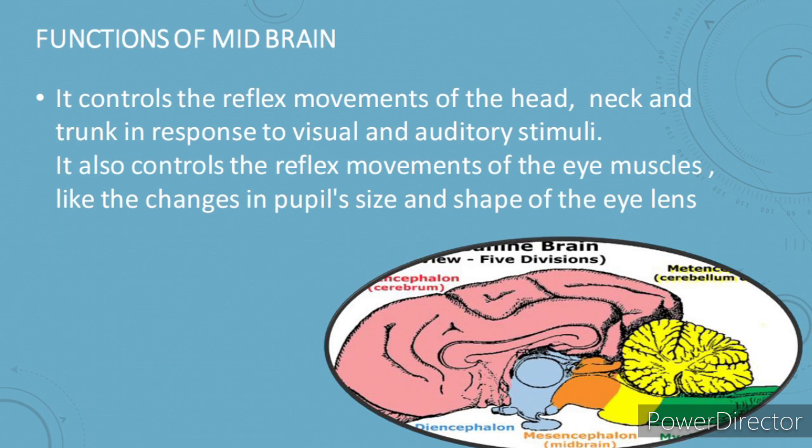Midbrain plays a vital role in controlling the reflex movements. It also controls the reflex movements of the head, neck and trunk in response to visual and auditory stimuli. When a huge noise is heard, or something is suddenly illuminated with a flash of light, immediately our head, neck and trunk respond to it. This instantaneous response to the visual and auditory stimuli is controlled by the midbrain, and this is said to be reflex movements. And it also controls the reflex movements of the eye muscles, like changes in the pupil size.